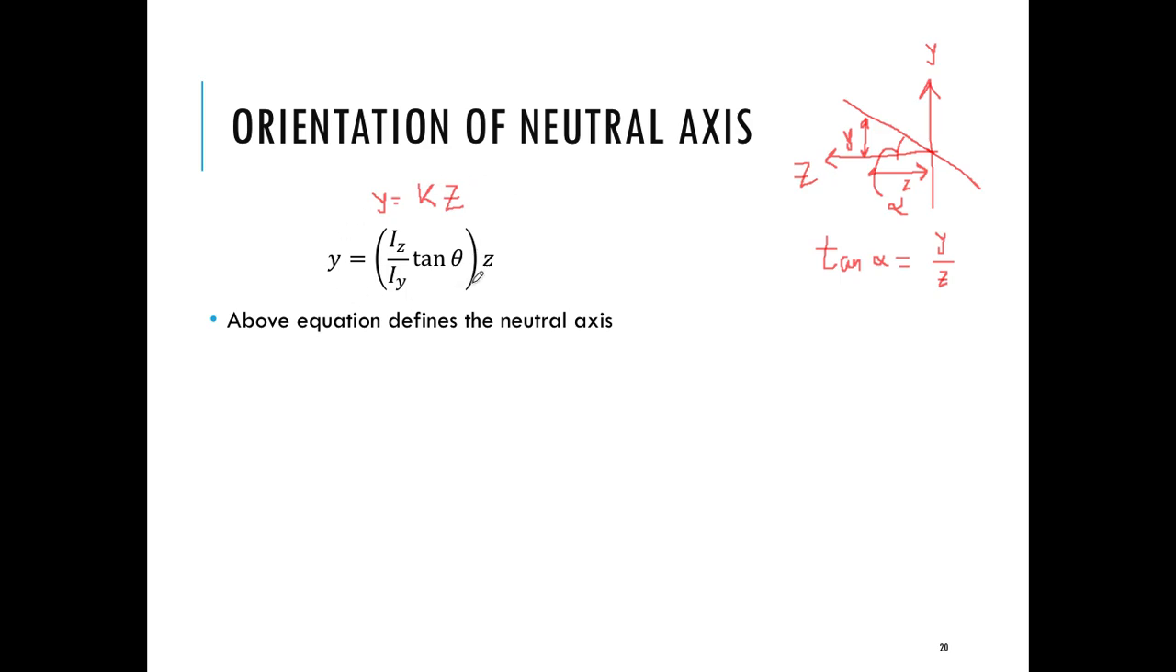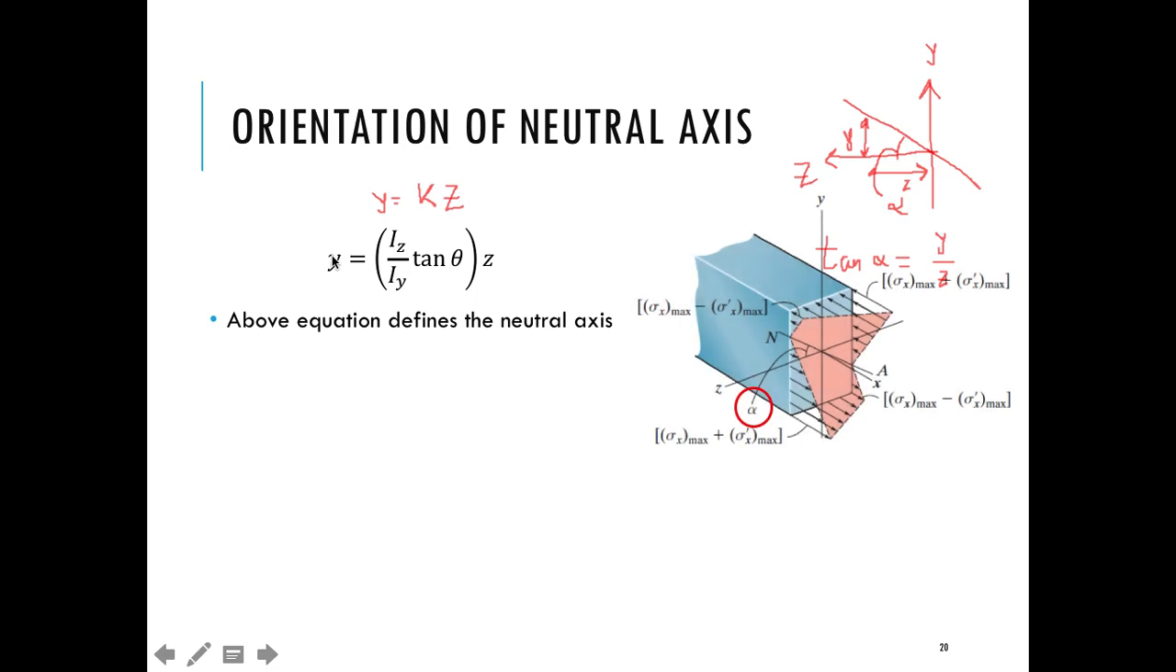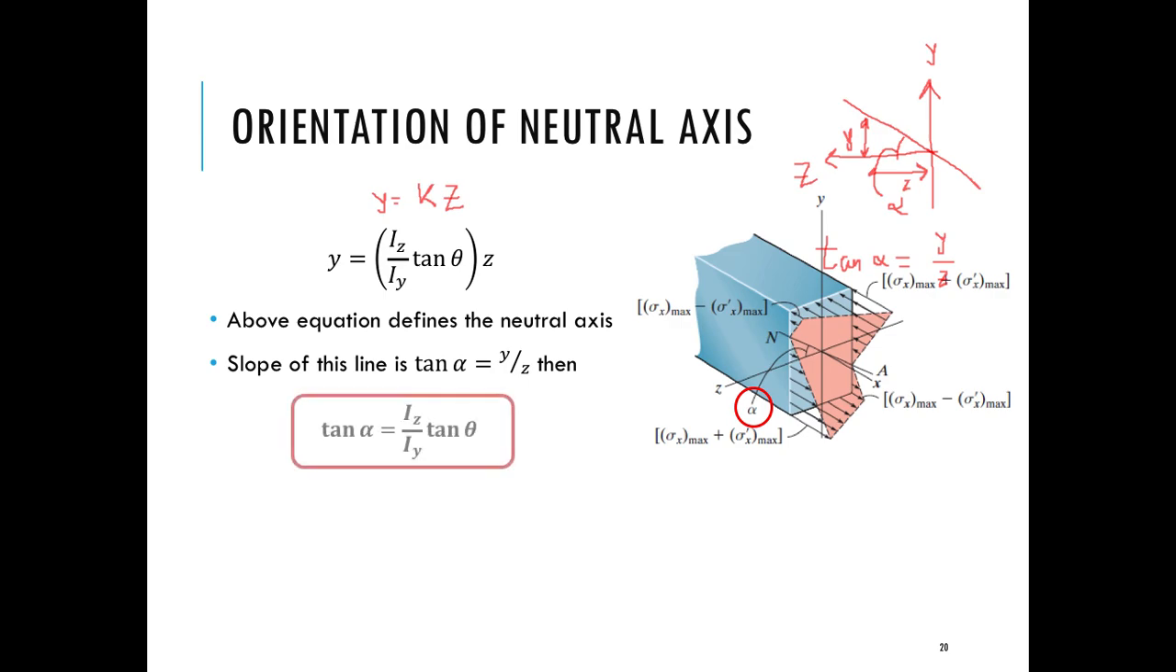So let me rearrange this so that I get my y divided by z on one side. Then that tangent alpha is equal to that y divided by z. So rearranging this expression, I get that the orientation of my neutral axis from the plus z axis is given by this expression right here: tangent alpha equals Iz divided by Iy tangent theta.